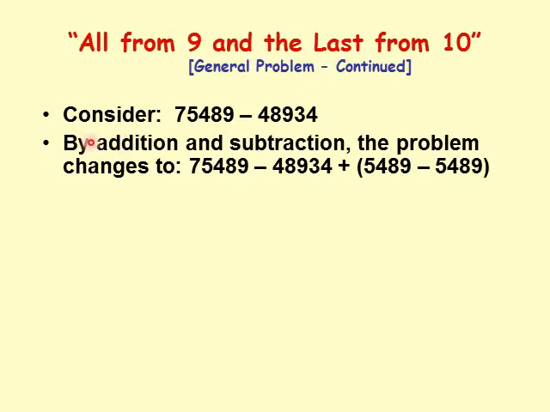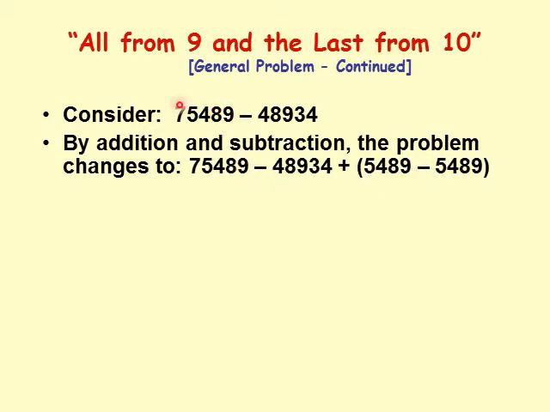The first thing we do is, by addition and subtraction, change the problem to 75489 minus 48934 as before, plus 5489 minus 5489. So we add 5489 and subtract 5489. The number 5489 we use here came from the last four digits of the first line, 75489. So we have subtracted and added 5489.